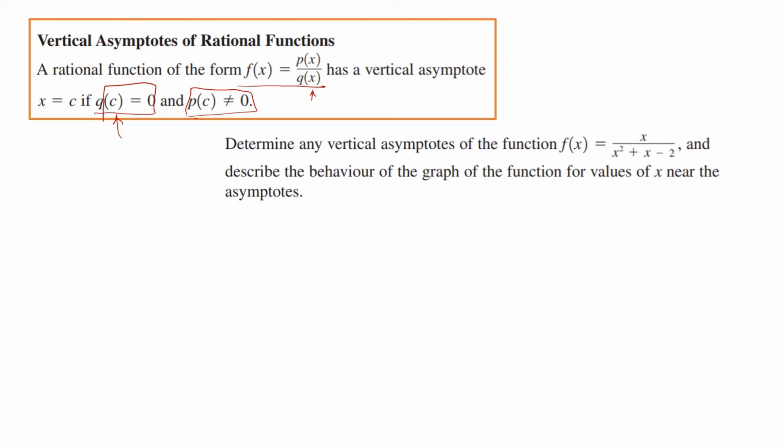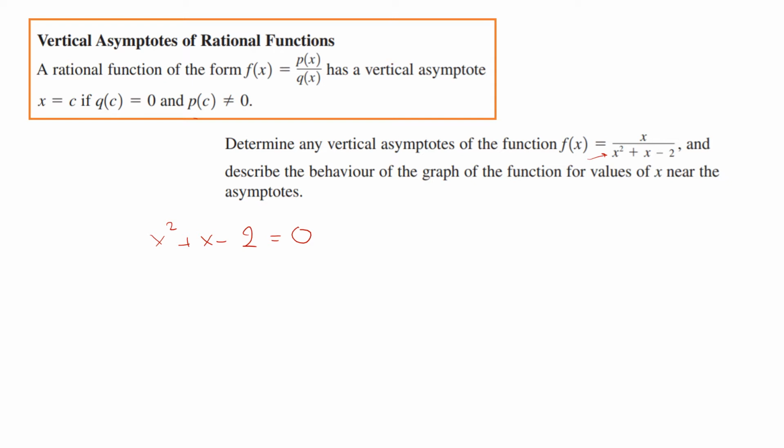So an example to start out would be this: determine any vertical asymptotes of the function given and describe the behavior of the graph of the function for values of x near the asymptotes. In order to determine the vertical asymptote, I know my q(x), which is in the denominator, should be 0. So I'm going to take whatever is in the denominator, which is x squared plus x minus 2, and set that equal to 0 to find my x values.